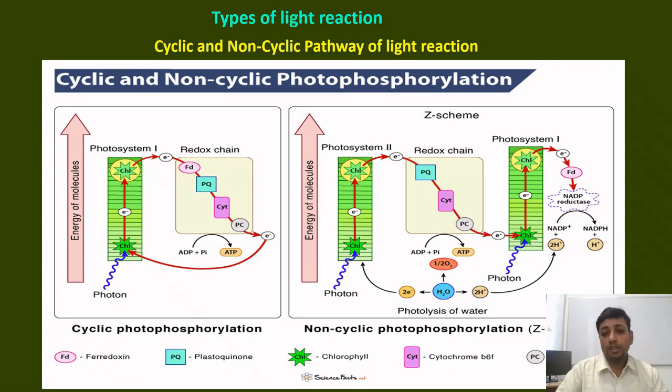The light reaction is basically of two types. The first one is non-cyclic photophosphorylation, and the second one is cyclic photophosphorylation. The non-cyclic photophosphorylation involves both photosystems PS2 and PS1, whereas the cyclic photophosphorylation utilizes only photosystem 1. The cyclic photophosphorylation occurs for the additional synthesis of ATP, whereas NADPH is synthesized by the non-cyclic photophosphorylation.